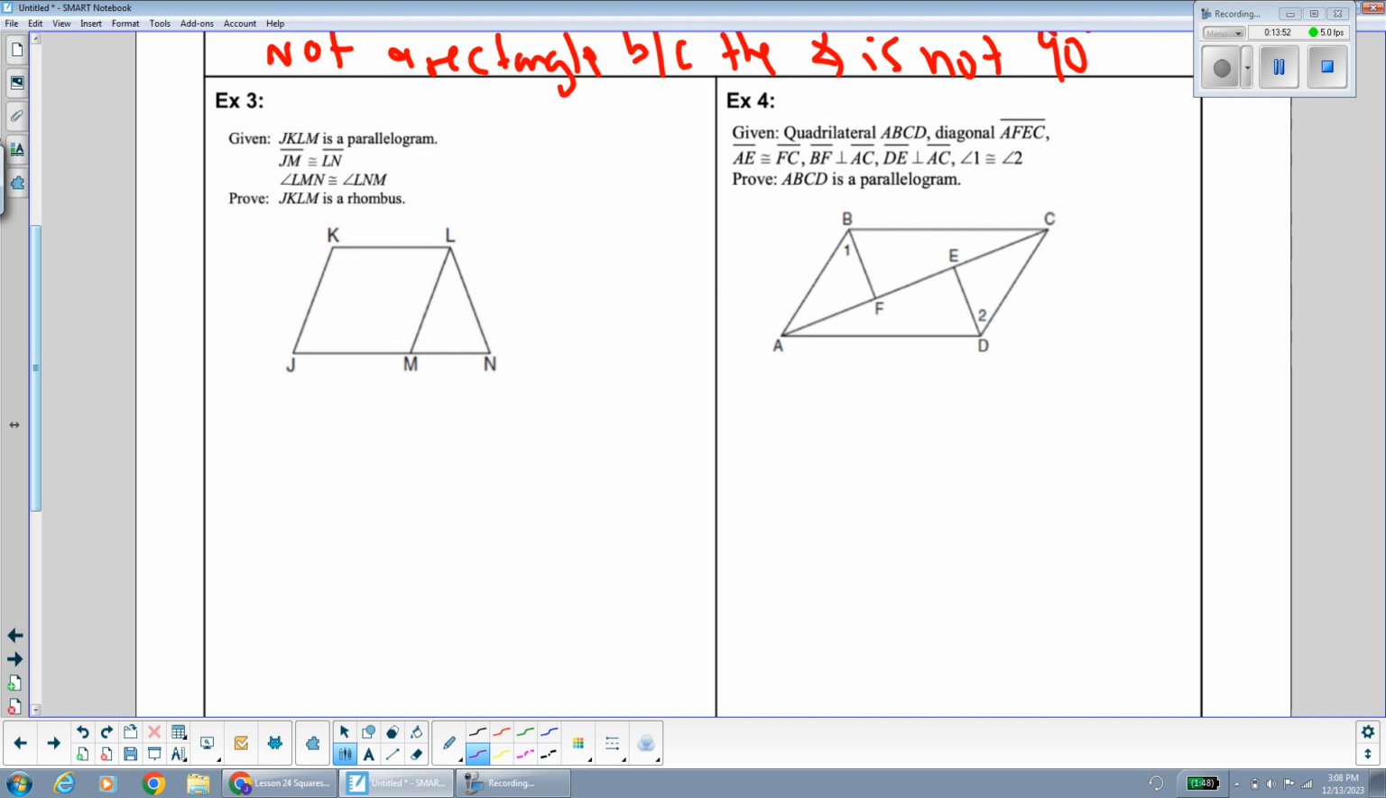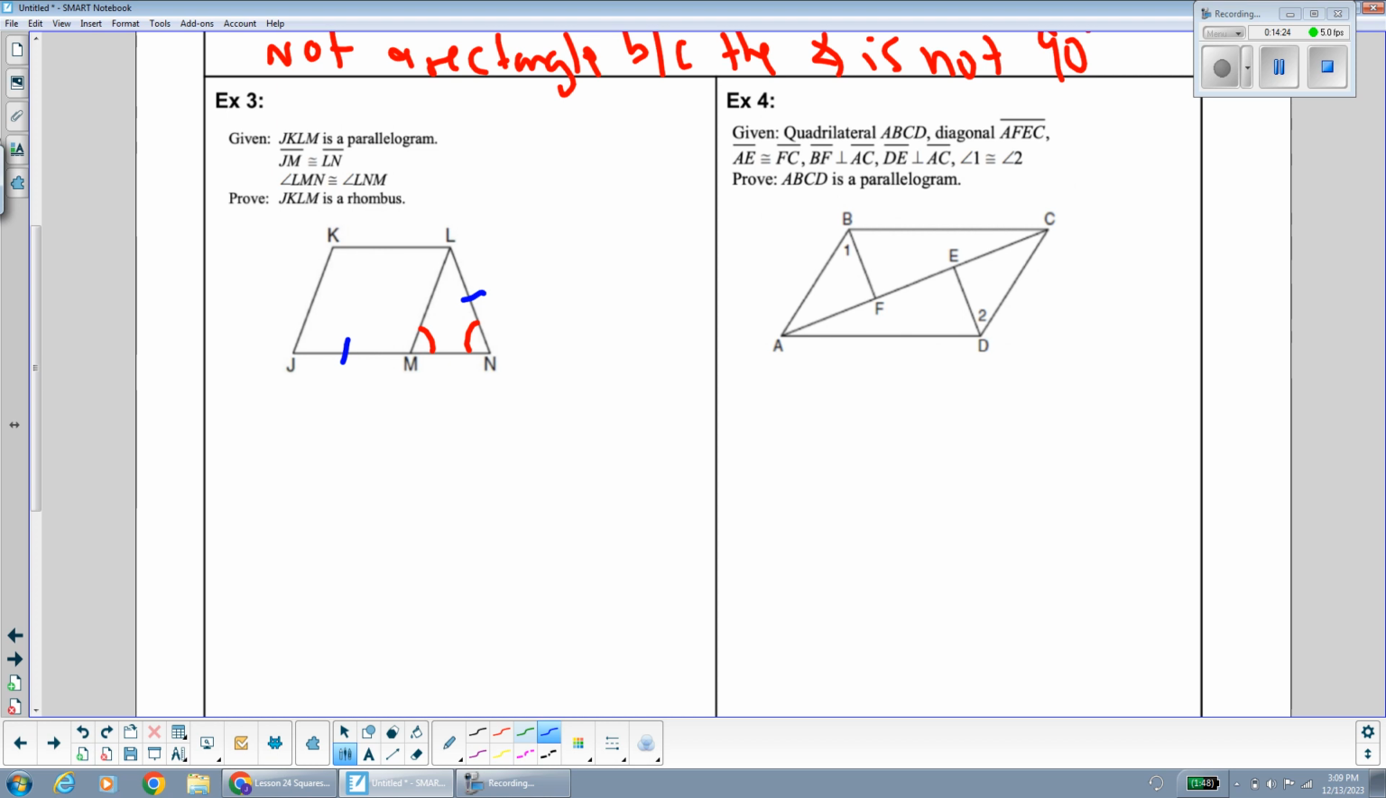Okay, moving along over here, we know that JKLM is a parallelogram. So we know a lot of stuff about JKLM. And JM is congruent to LN. And once again, I recommend you pause the video and actually try to do this first on your own. We also know that angle LMN is congruent to angle LNM. And we need to prove that JKLM is a rhombus. First, I'm going to try to draw any conclusions that I can, and I'm going to try to plan my proof.